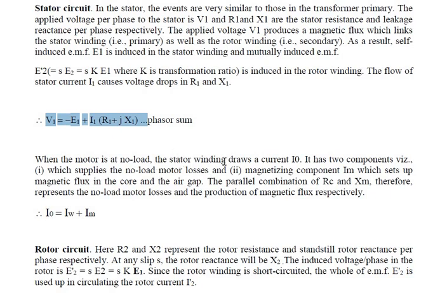When the motor is at no load, the stator winding draws only the no load current I0, and it is divided into two main parts. The first one supplies the no load motor losses, and it is IW, the working component. The second one is the magnetizing component, which sets up the magnetic flux in the core and the air gap. So the no load current I0 mainly consists of IW and IM.